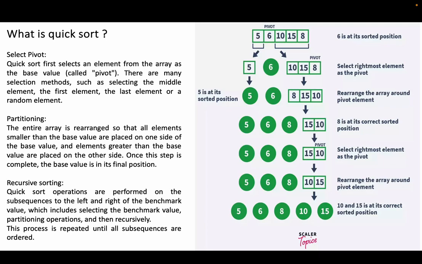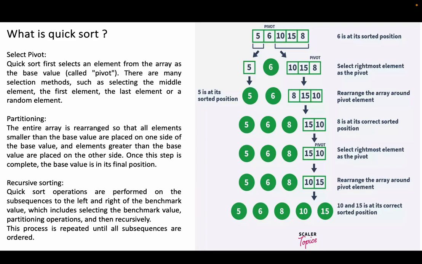What is QuickSort? You can see the image on the right. In this array, we have 5 elements. First, we need to set up a pivot value, and around this pivot we rearrange the array. If an element is less than the pivot, it goes on the left side, and if it is more than the pivot, it goes on the right side. You can see the 8 is at its correct sorted position.